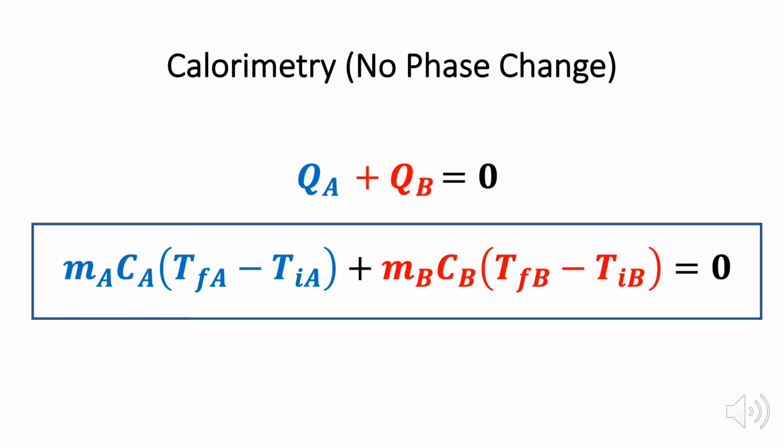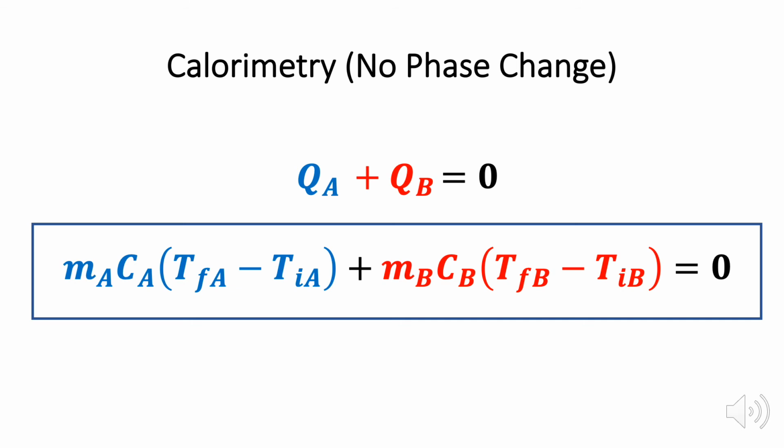And don't be tripped up because this equation looks a little complicated. It's not that complicated. I just put subscript A and subscript B on the heat equation. So mcΔT, which is Tf minus Ti, for object A, plus m, which is mass for object B, times c, the specific heat of object B, times the final temperature minus the initial temperature of object B is equal to 0. So it's just mcΔT plus mcΔT equals 0.